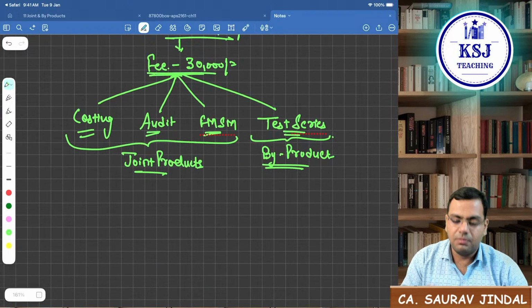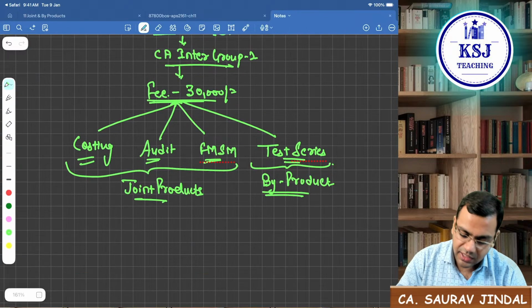Now, what is the problem here? The problem here is this 30,000 is what we call a joint cost. This is called a joint cost.